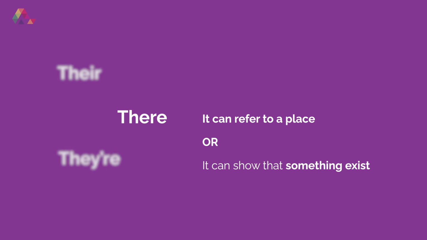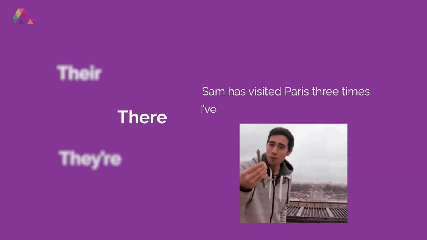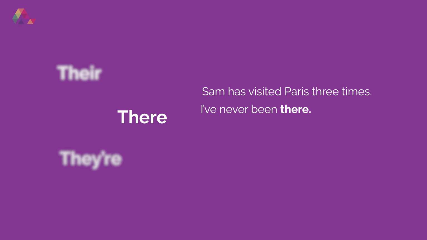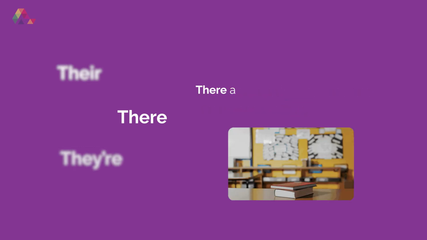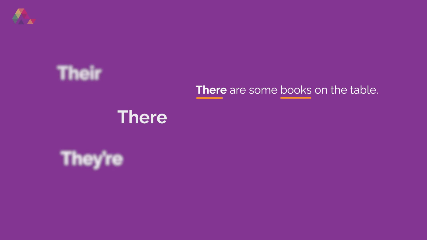There has two meanings. It can refer to a place, or it can show us that something exists. Sam has visited Paris 3 times. I've never been there. In this sentence, there refers to Paris. There are some books on the table. In this sentence, there shows that the books exist.